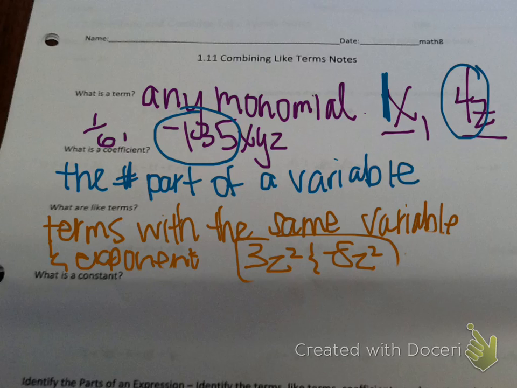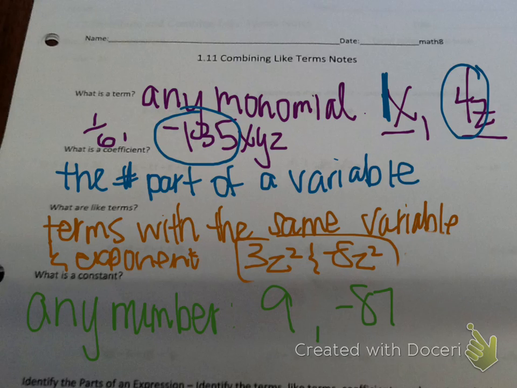Alright, let's take a look at what a constant is. A constant is just a regular old number. Any number. And it's called a constant because the value of that number never changes, like 9 or negative 87. It's always worth negative 87, or it's always worth 9. That constant never ever changes.